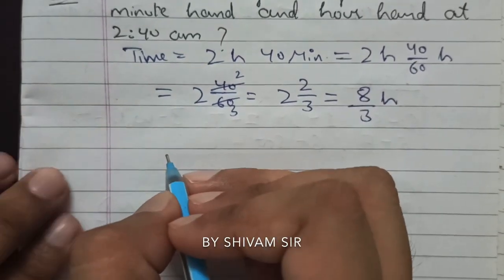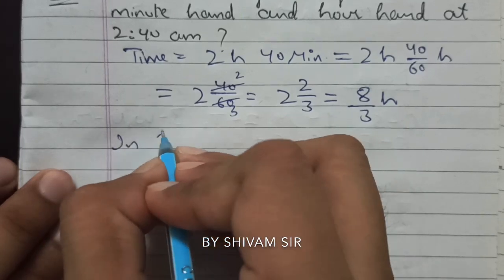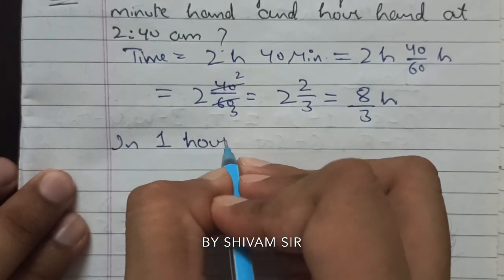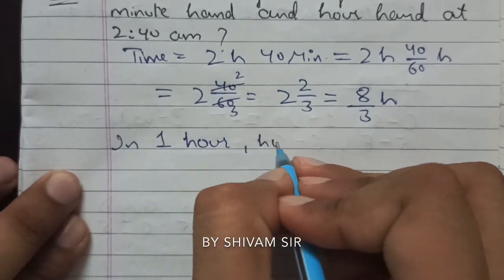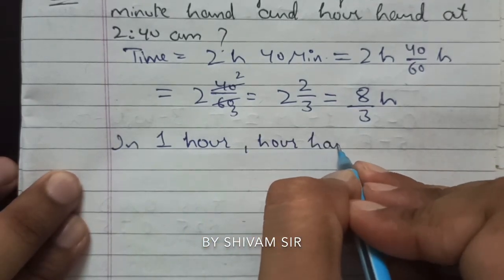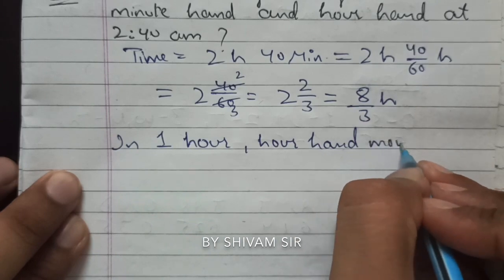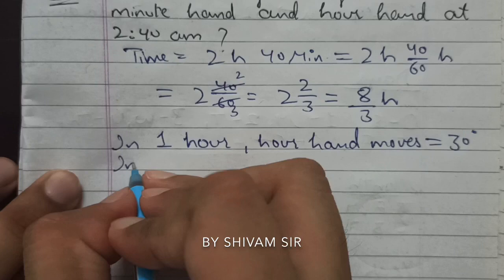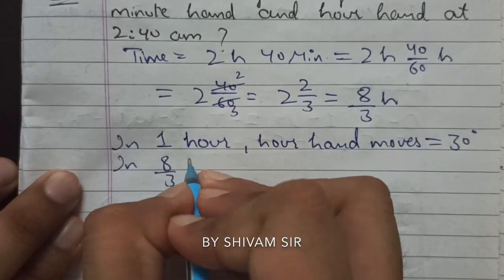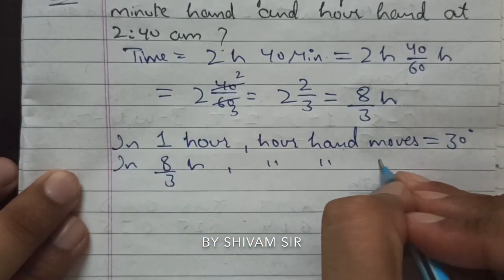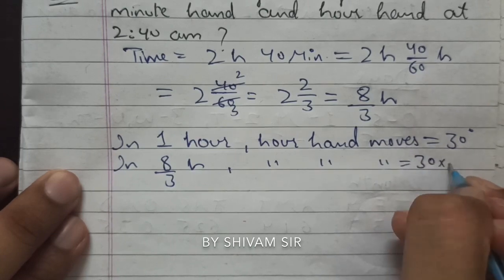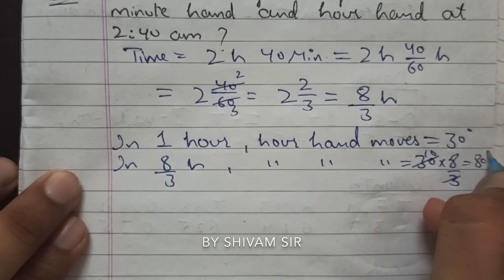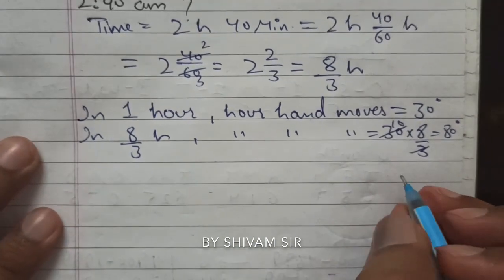So in 1 hour, the hour hand moves how many degrees? 30 degrees, right? So in 8 by 3 hours, how much does the hour hand move? 30 multiplied by 8 by 3, which is 10 times 8, so 80 degrees. So 80 degrees it will move, right?